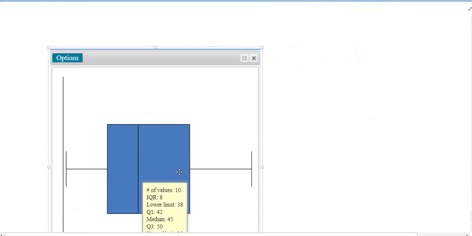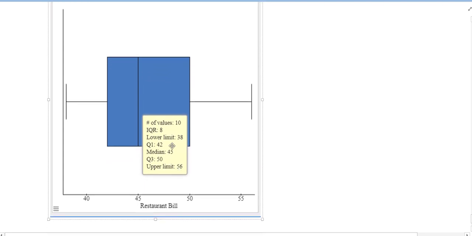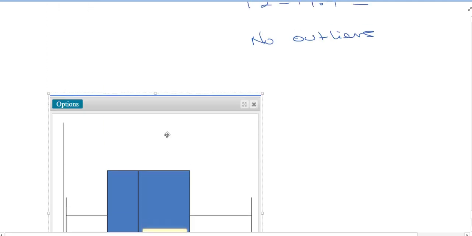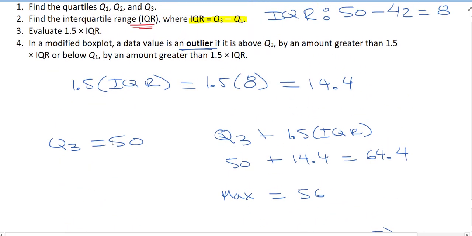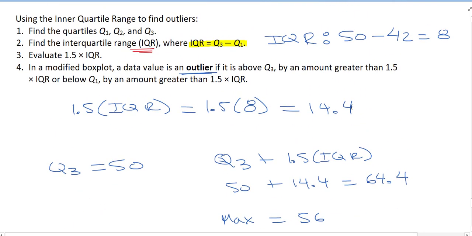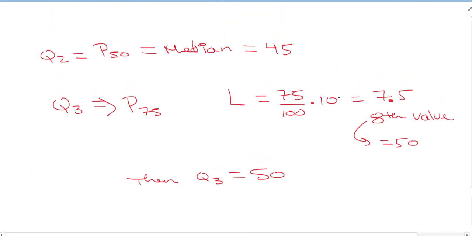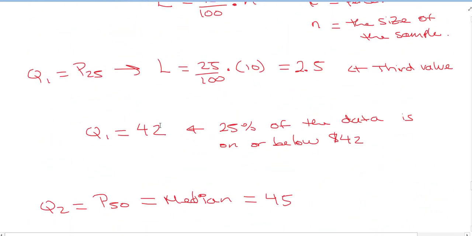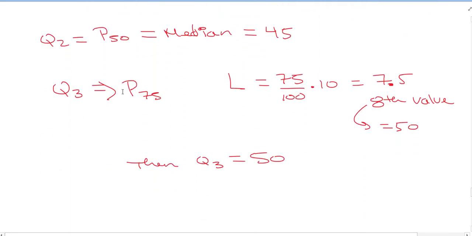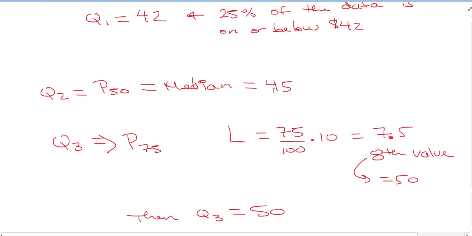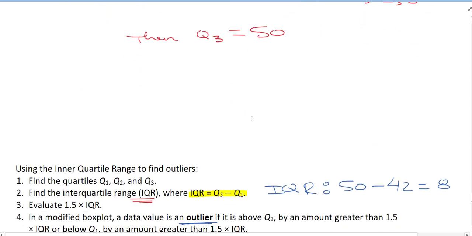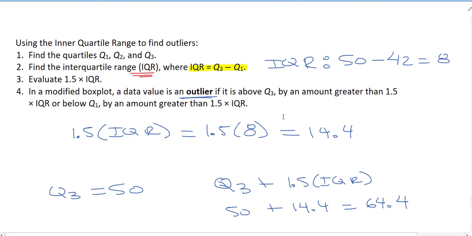So here it is. Notice that StatCrunch gives us our values. The IQR is 8, and Q1 is 42, so that's what we have found. We did our math, and our IQR there is 8. Q1 we found to be 42, Q3 we found to be 50, and Q2 is the median, which is 45. Those are the data values.